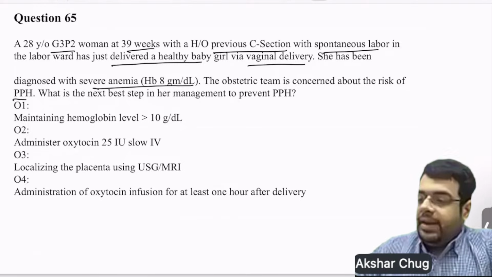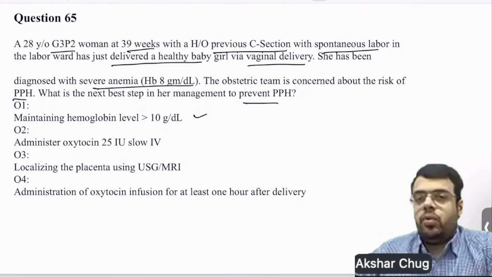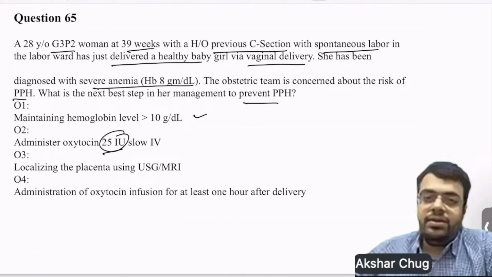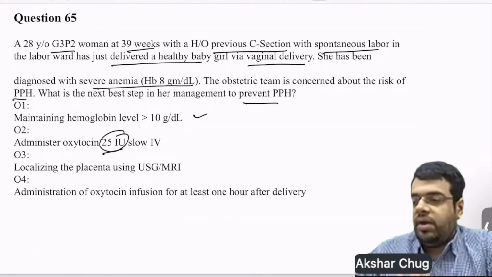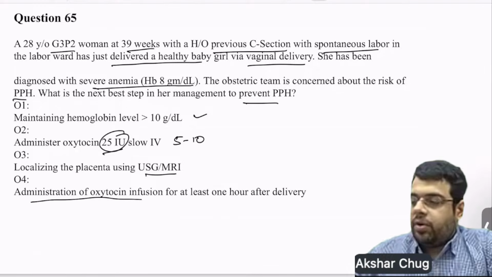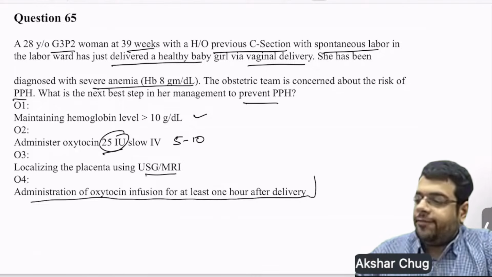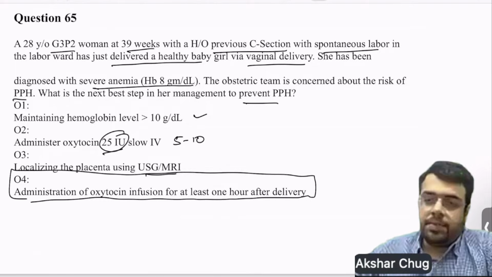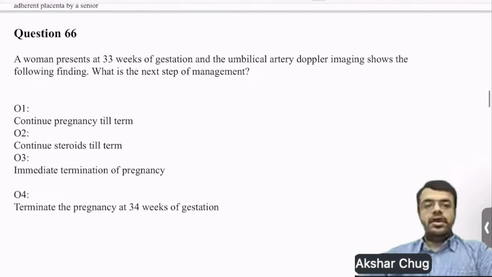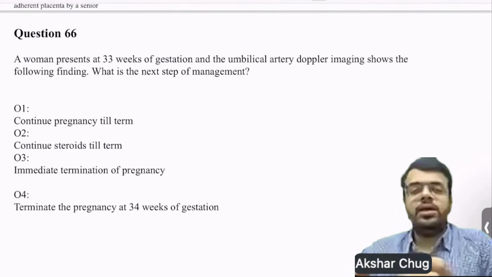Maintaining hemoglobin more than 10, okay, but it will not prevent the ongoing PPH. Administer oxytocin 25 international units. Now, this is a very high dose of oxytocin. We usually go for 5 to 10. Localizing the placenta using USG or MRI. So there are no signs of retained placental tissue. Administer oxytocin infusion for at least 1 hour after delivery. That seems to be the correct option. So I hope you are understanding how I'm ruling out the other options and arriving at the right answer.